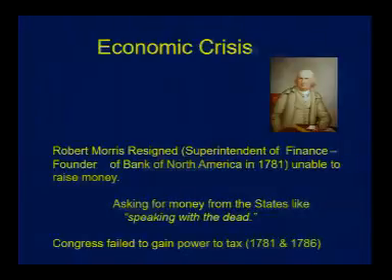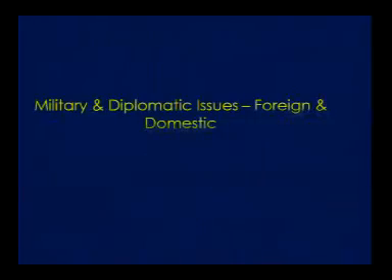And they tried 2 times to change the Articles of Confederation so that the federal government could raise money by taxing, and both times it was defeated because all it took was 1 state to defeat it. So he's gone. He's not going to be the superintendent of finance. We won't have one anymore after him. Okay.